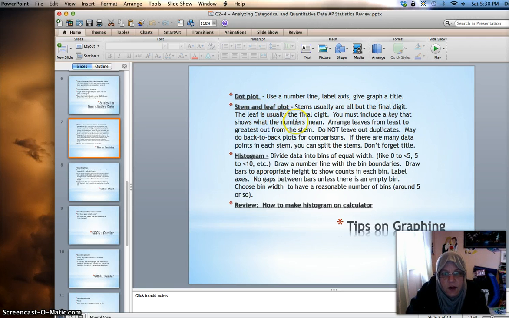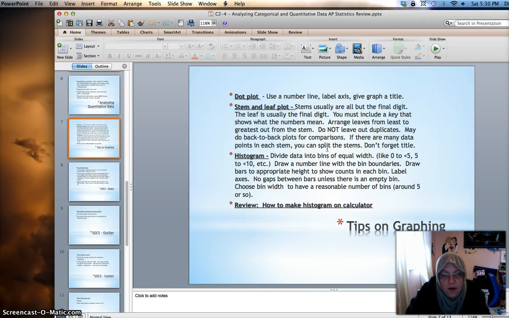A stem and leaf plot. Stems are usually all but the final digit. The leaf is usually the final digit. You must include a key that shows what the numbers mean. Arrange leaves from least to greatest out from the stem. Do not leave out duplicates. You may do back-to-back stem and leaf plots for comparisons. If there are many data points in each stem, you can split stems.